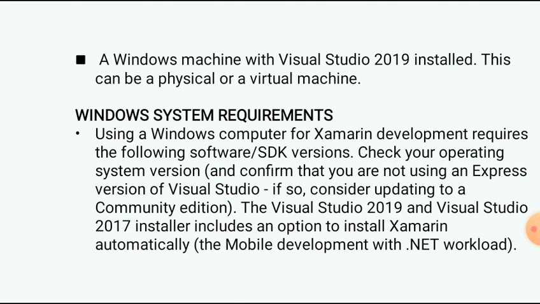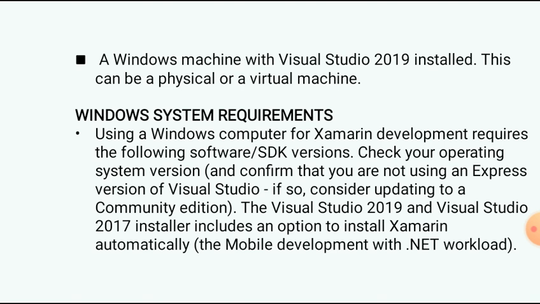So, a Windows machine with Visual Studio 2019 installed. This can be a physical or a virtual machine. Windows system requirements. Using a Windows computer for Xamarin development requires the following software or SDK versions. Check your operating system version and confirm that you are not using an Express version of Visual Studio. If so, consider updating to a Community Edition.